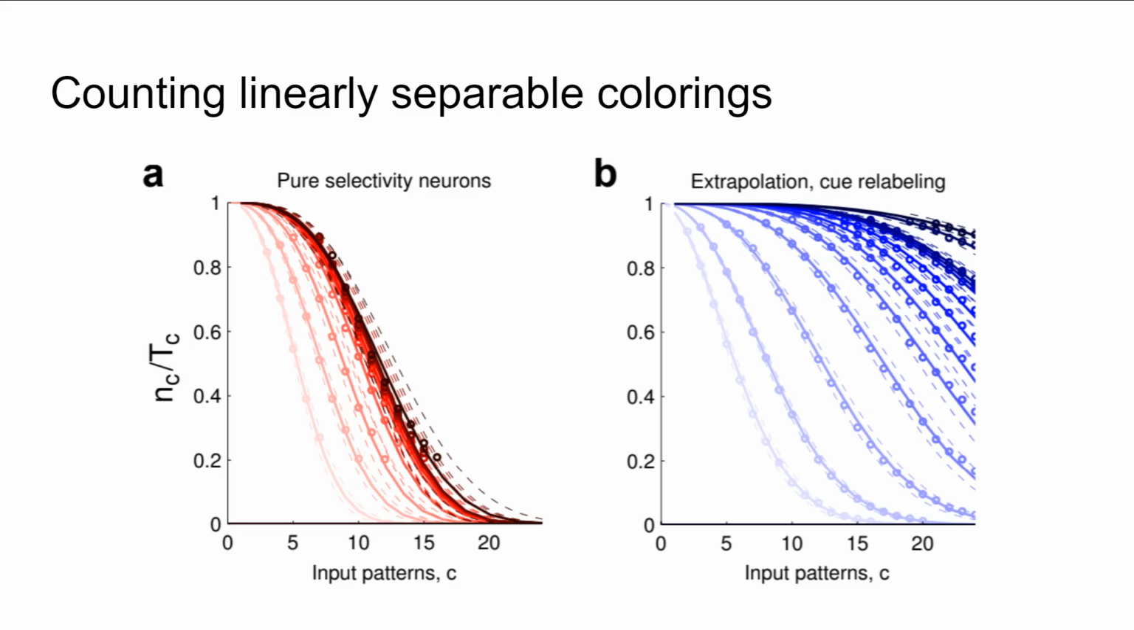But this is their proof that the metric is working as they say it does, or some part of their proof of this. So the difference between these two plots is that A is purely selective neurons, and B is mixed selective neurons. Oh, that's different. Yeah. What is T? I forget what T is. That's the total number of classifiers.